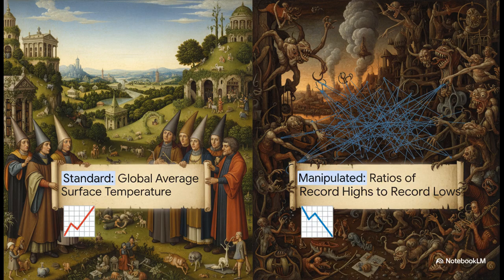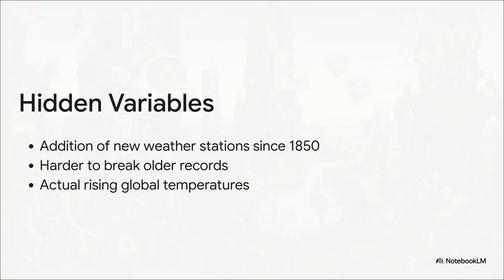But then look at the manipulated metric, ratios of record highs to record low daily temperatures. The source highlights how this incredibly convoluted ratio is strategically chosen for one reason: to flatten out alarming trends and just confuse the viewer. But why exactly is that ratio metric so deceptive?